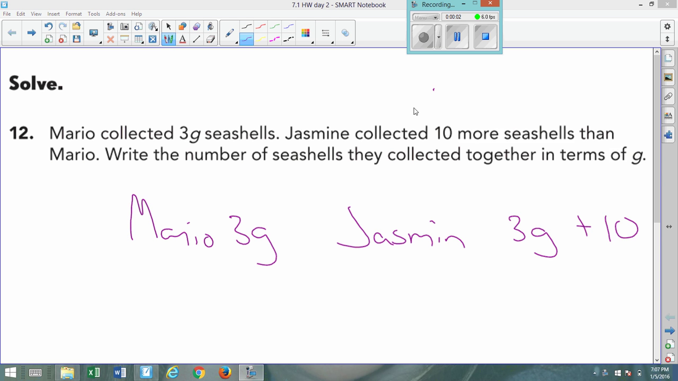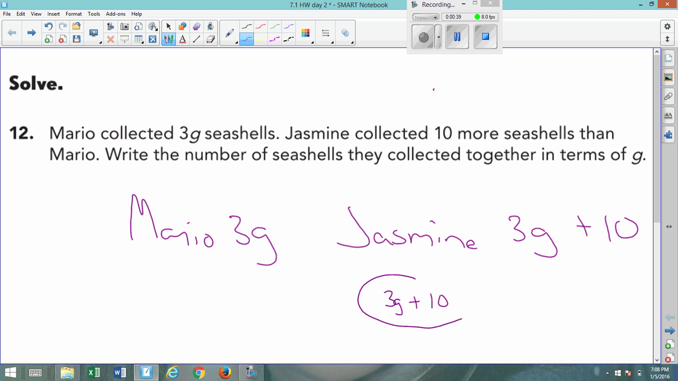Okay, this is the 7.1 day 2 homework. I believe it starts off with the second work page. It says Mario collected 3G seashells. Jasmine collected 10 more seashells than Mario. Write the number of seashells they collected together in terms of G. So we know that Mario is worth 3G. And then we know that Jasmine is worth 10 more than that. So 3G represents Mario, plus 10 would be Jasmine, so the answer would be 3G plus 10, and that's going to be your answer.